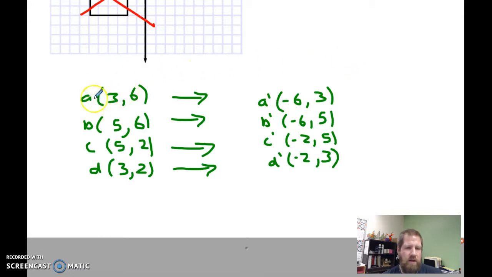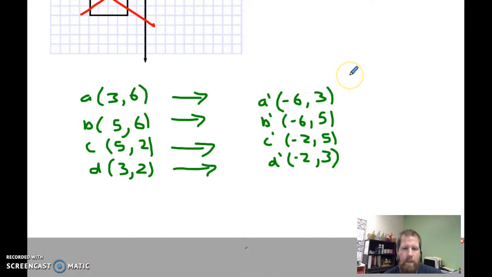All right, so if I look at this, I have 3, 6 on my original A coordinate, and it changes to negative 6, 3. Well, I've got the 6 and I've got the 3 still. My B goes from 5, 6 to negative 6, 5. Again, I've still got those same numbers. 5, 2 to negative 2, 5. 3, 2 to negative 2, 3. So even though my values are switching and my sign is changing, my numbers are staying the same. Okay? So that is a real strong indication that this is going to be either a rotation or a reflection.